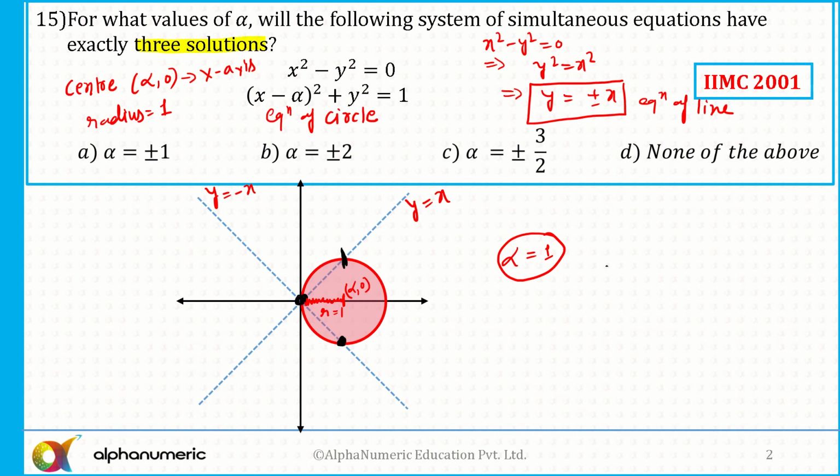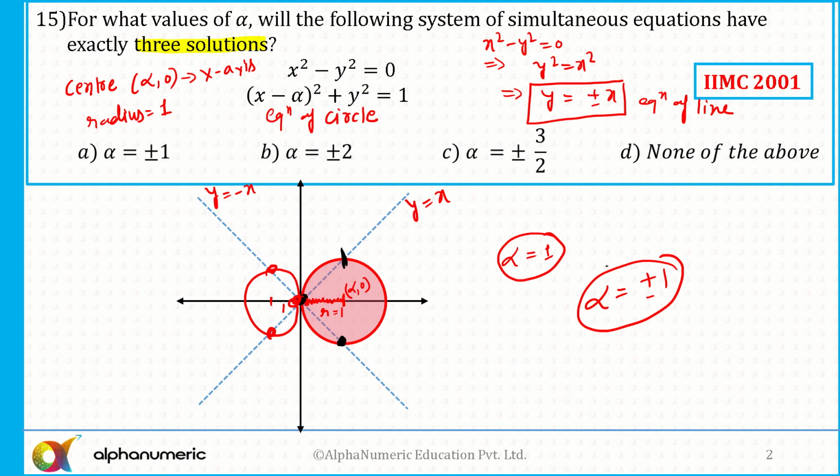Similarly, I can draw the same circle on the other side, like this. Here alpha will be equal to what? Minus 1, because again the radius is equal to 1. This is 1 unit, but it is on the left hand side of the origin, so I can say this is minus 1. So there are two possible values of alpha: it can be equal to plus 1 or minus 1. In both cases, we'll get exactly 3 solutions. Like in the second case, these are the 3 solutions here.